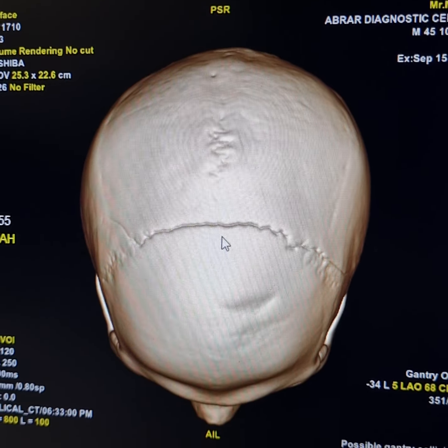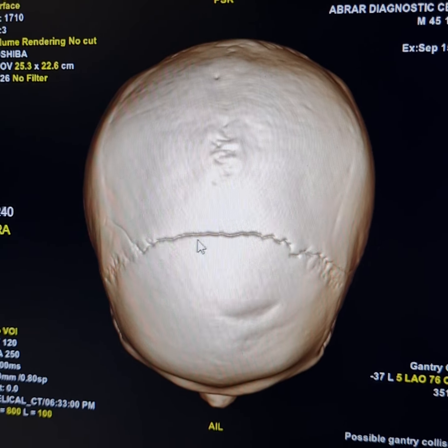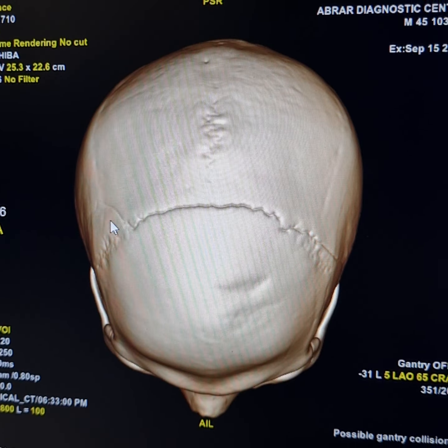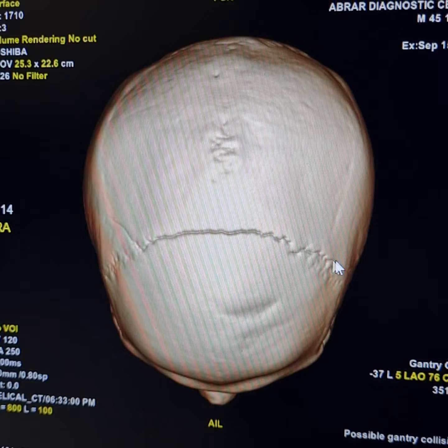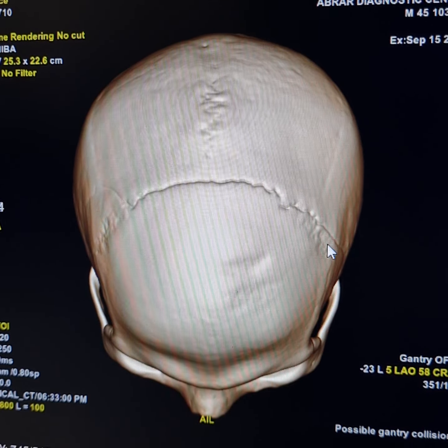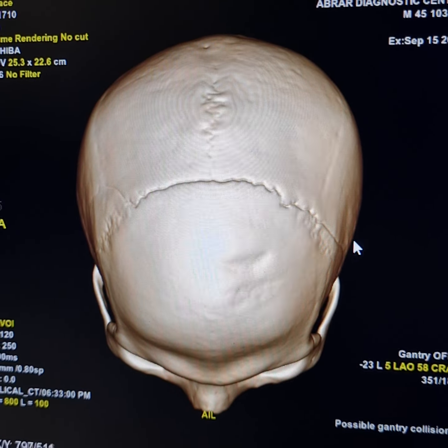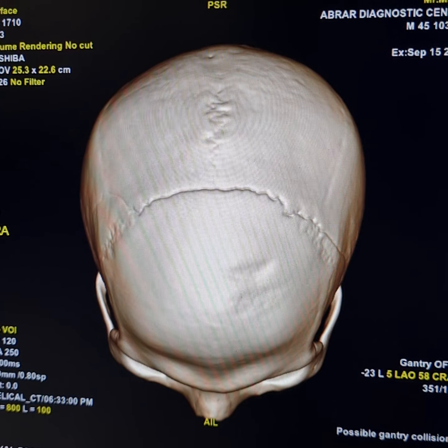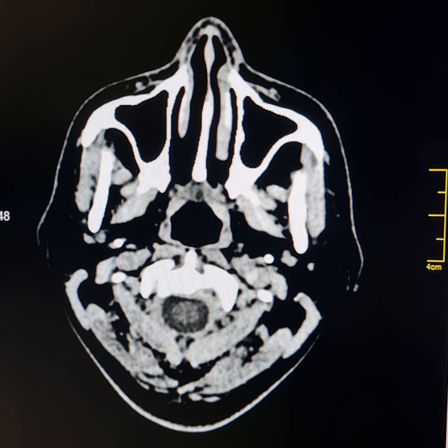Please see the diastasis here, this one here. This is the right limb of the fracture line here. And this is the left limb of the fracture line here. Now I will show you his brain CT scan.